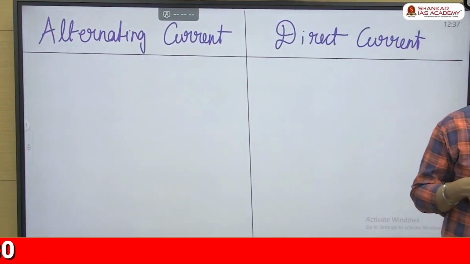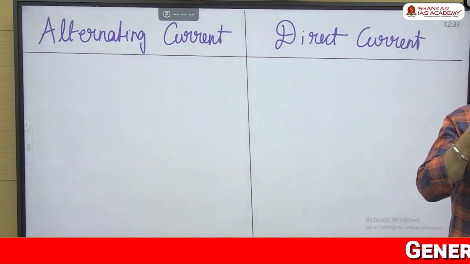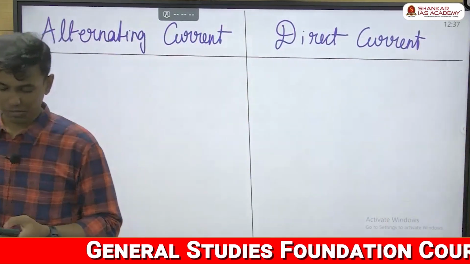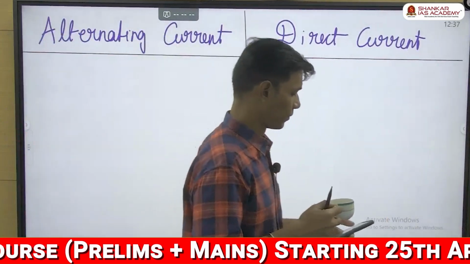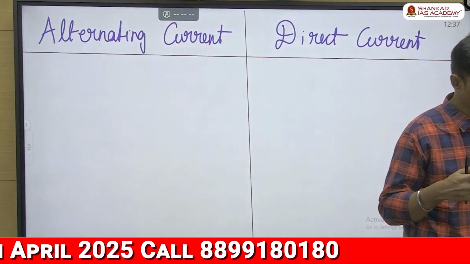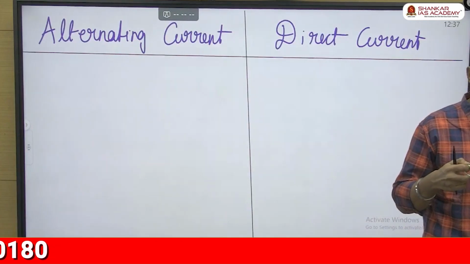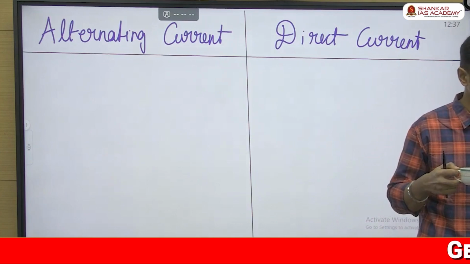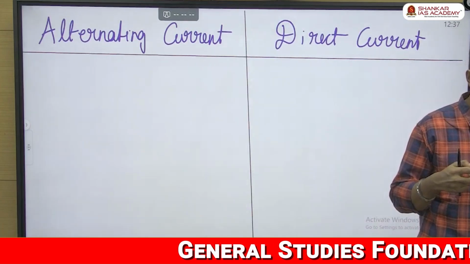Alternating current, direct current. First, under alternating current, you can write: produced by rotating components. Alternating current is generally produced by rotating components. Then direct current is produced by static components.